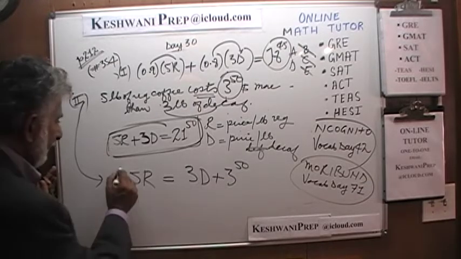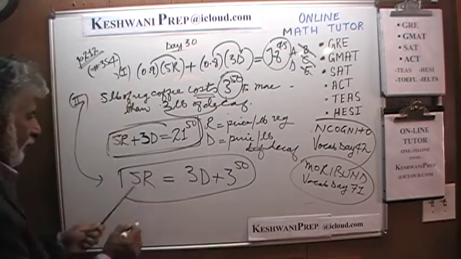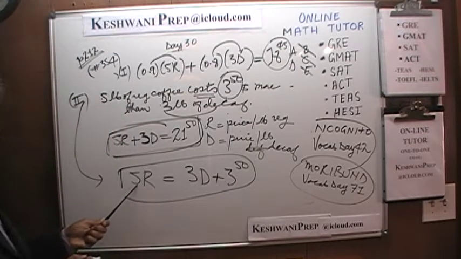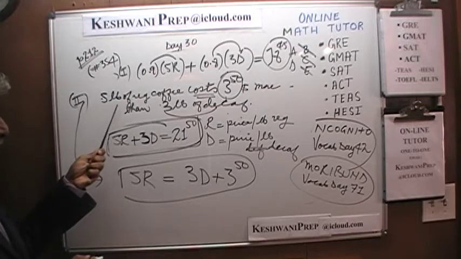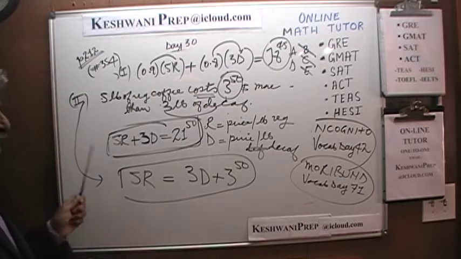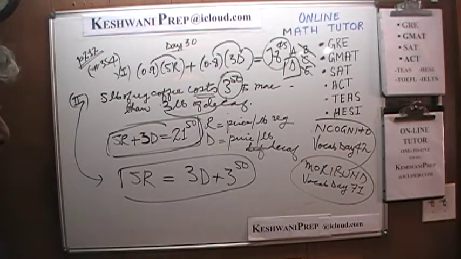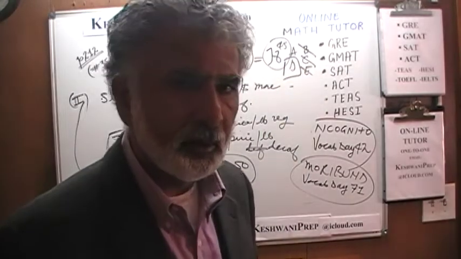As you can see, it is an independent equation, one equation, another equation. This equation was given in the problem, this equation we just extracted from the second statement, which means the second statement by itself is also enough. The answer to this problem is D. That's it. As far as the exam is concerned, we are done.